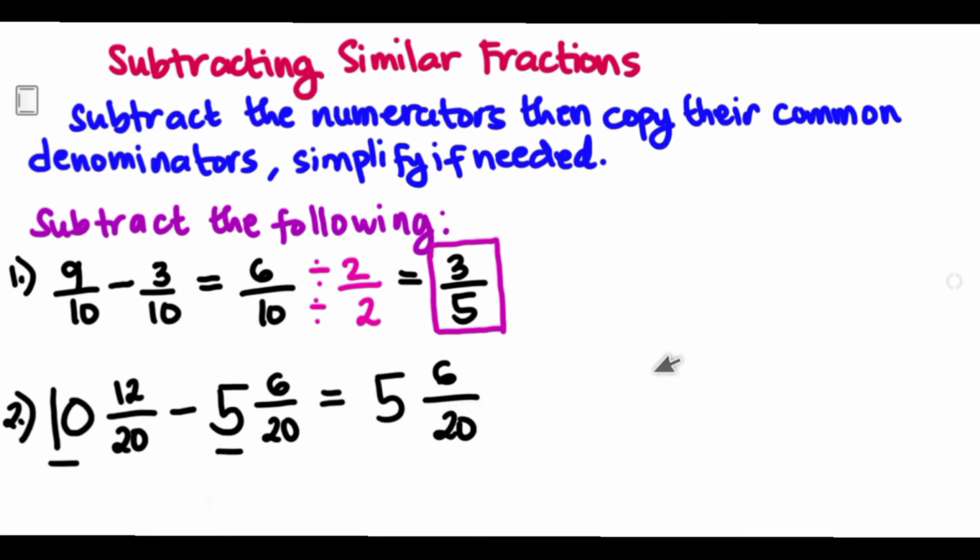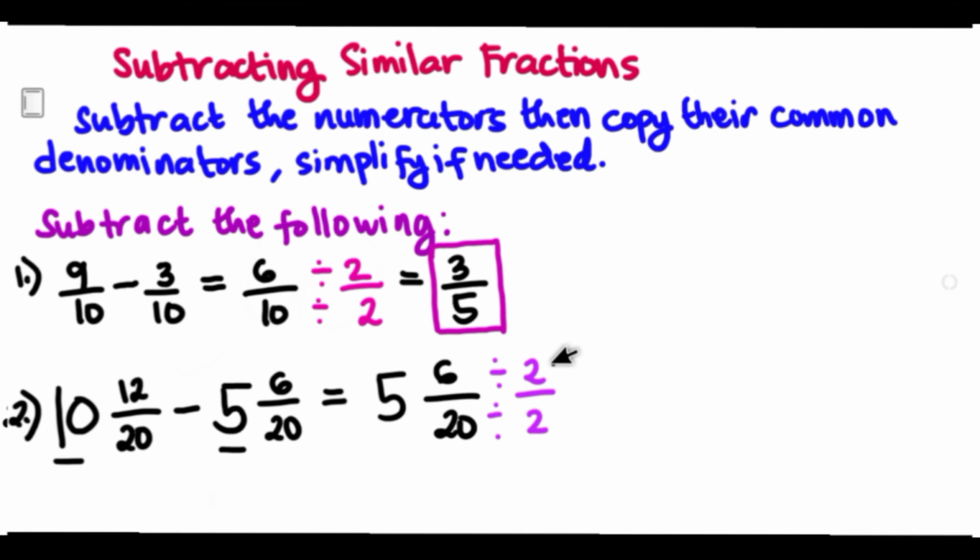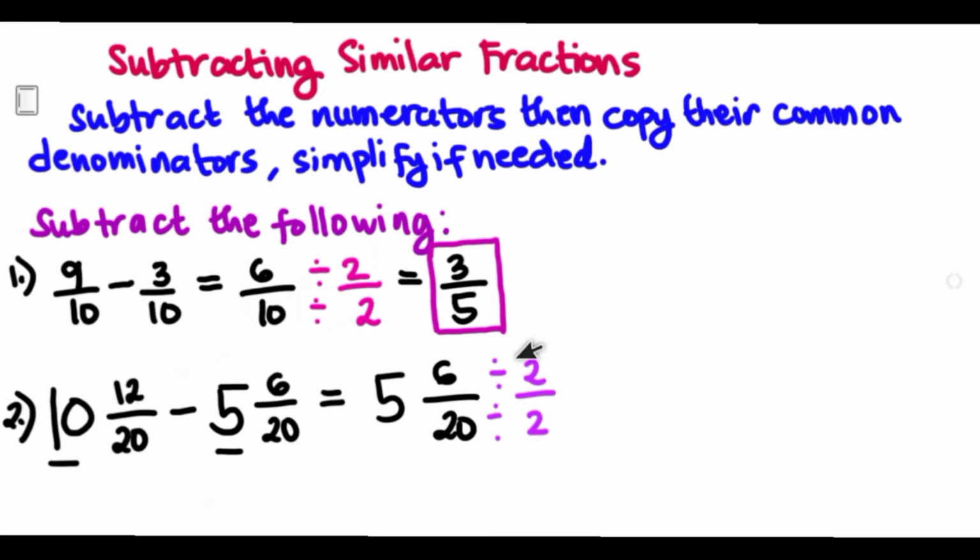So, pwede pa po bang lowest term si 6 over 20? Pwede pa po. So, divide po natin sa kanilang GCF na 2. So, si 5, kopyahin na natin. So, 6 divided by 2 is 3 over 20 divided by 2 is 10. So, the final answer is 5 and 3 over 10. Naka-lowest term na po yung 3 over 10. Since wala na pong pwede i-divide sa kanila maliban sa 1.